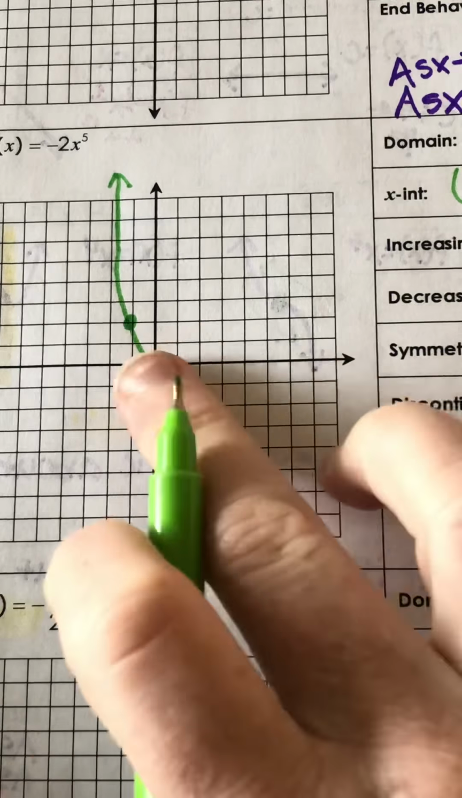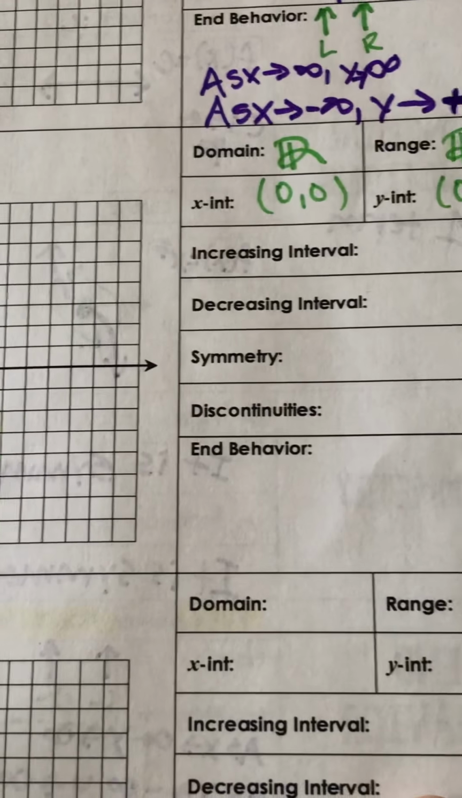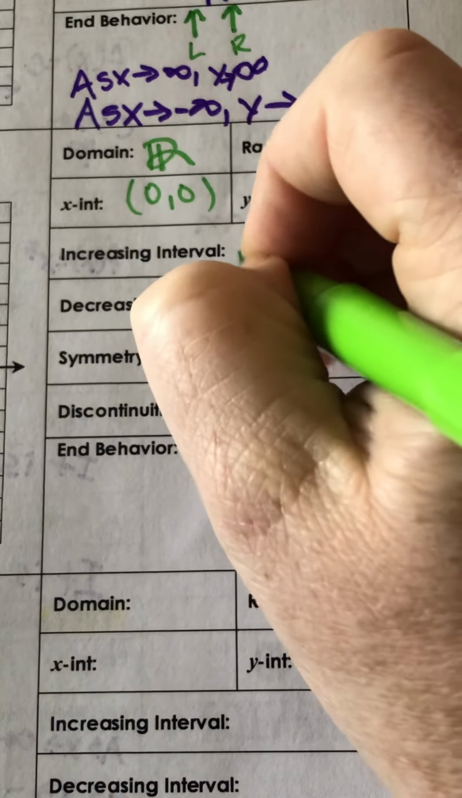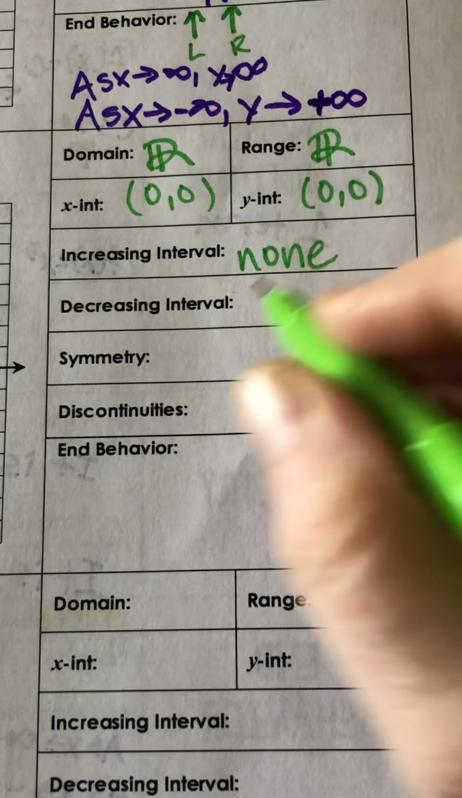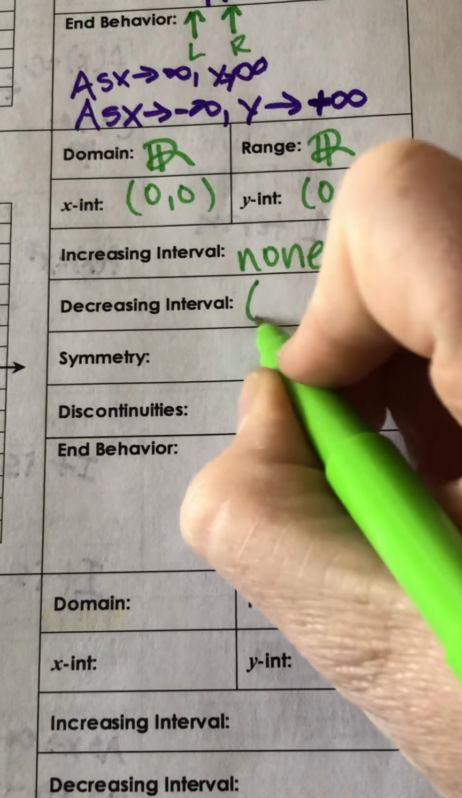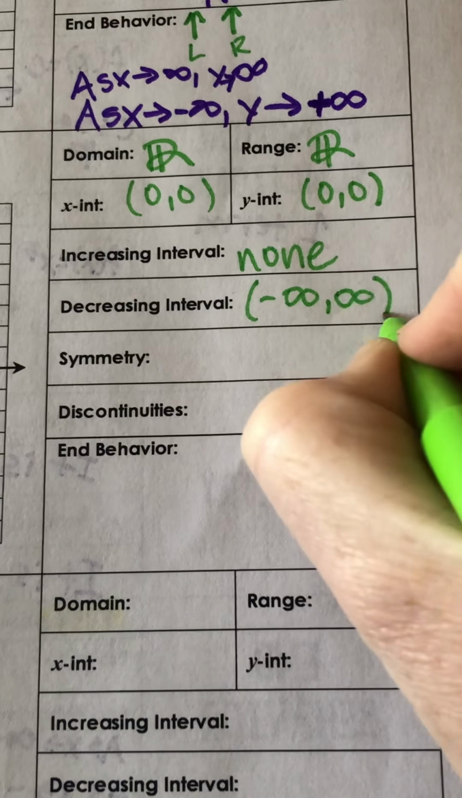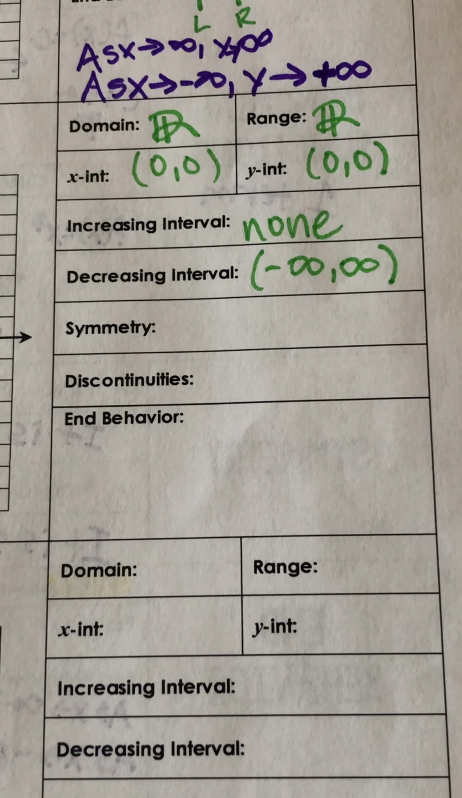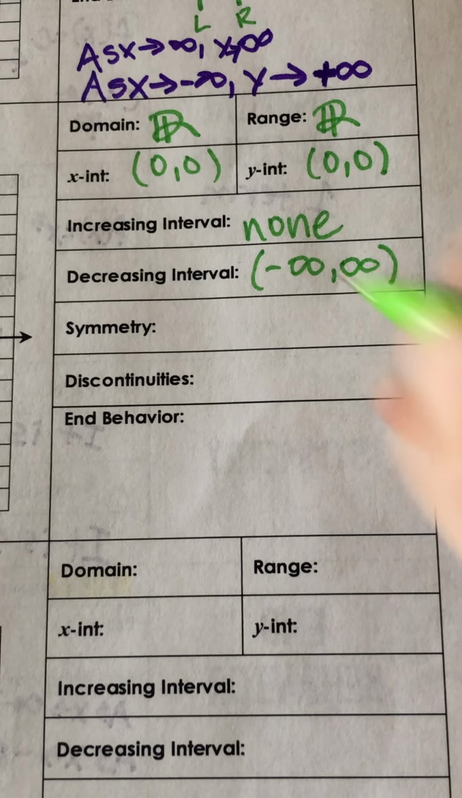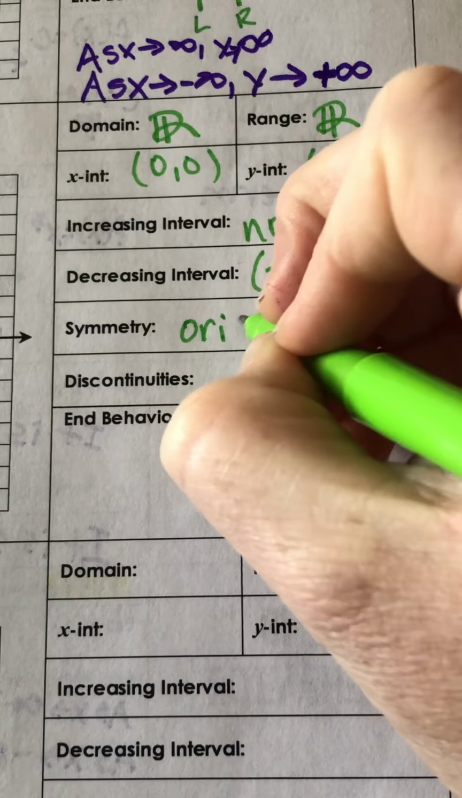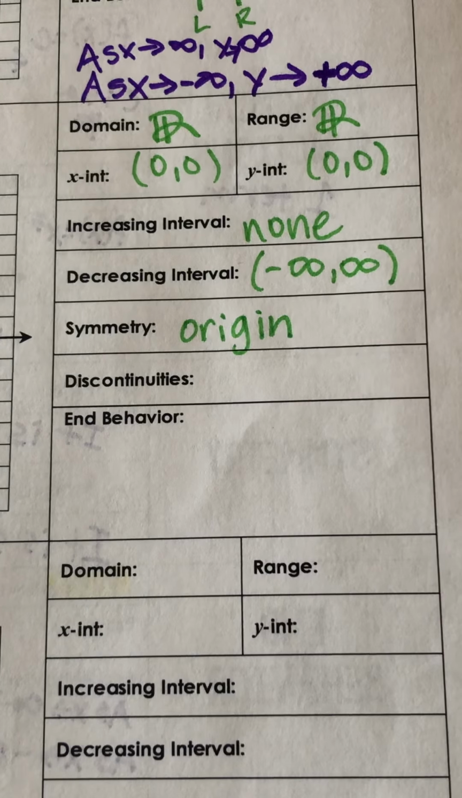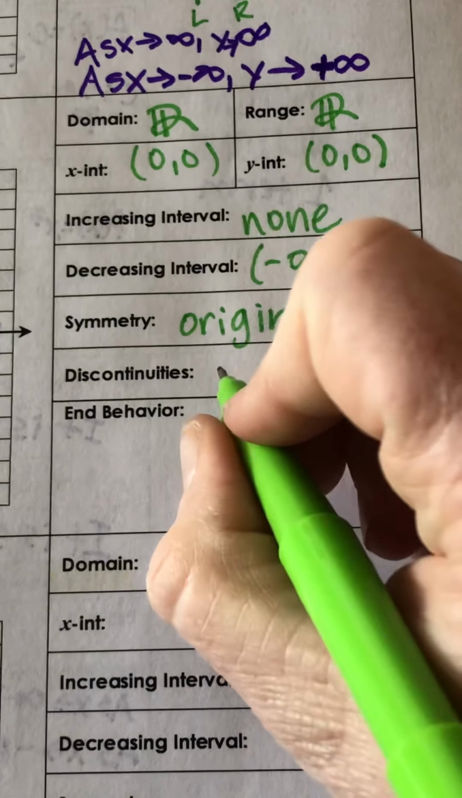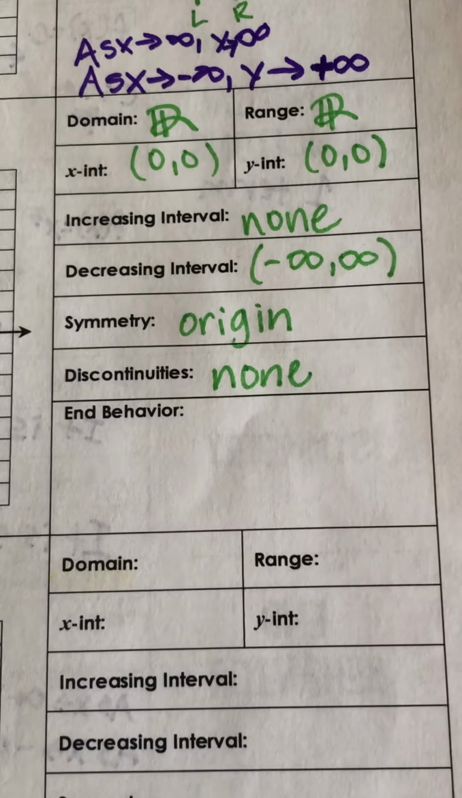All right, and you don't need to include your point of inflection. There's no increasing interval, and it's going down the whole time. So you can just say -infinity to infinity. Decreasing the whole time. Symmetry is at the origin, because I have an odd function. And discontinuities, again, there's none here. No gaps or jumps in my graph, nothing removed.